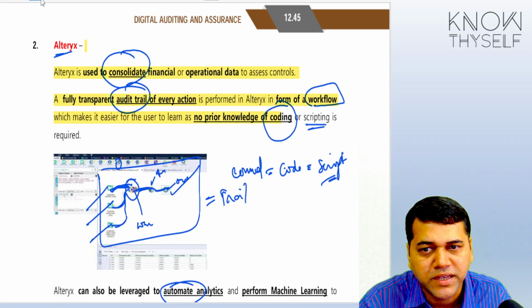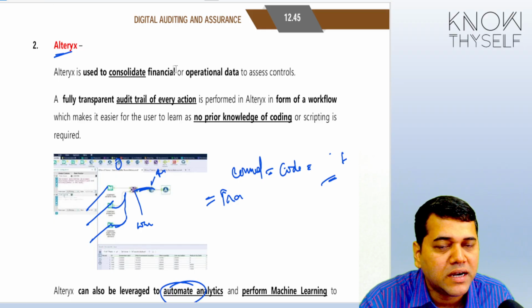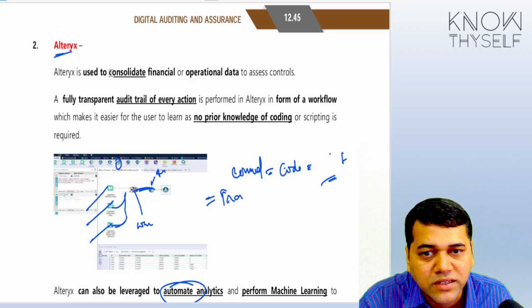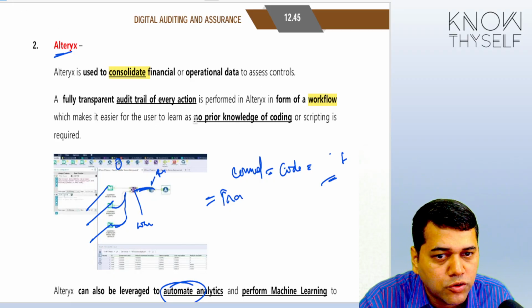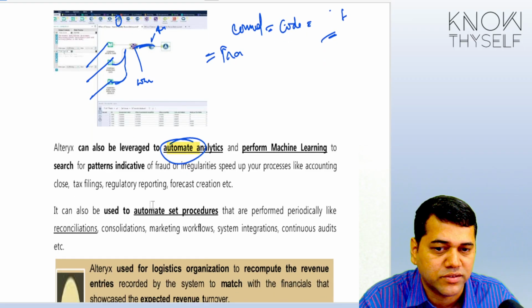So, some keywords you need to remember. What are those keywords? You can say that the command line is for extraction of the data, better than Excel, performing the work of Excel. Alteryx will do consolidation. It will have a workflow. No coding is required. It can automate the set processes.